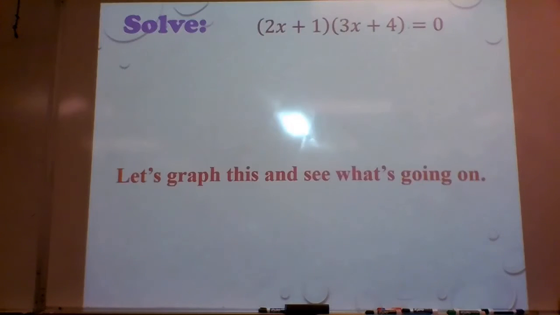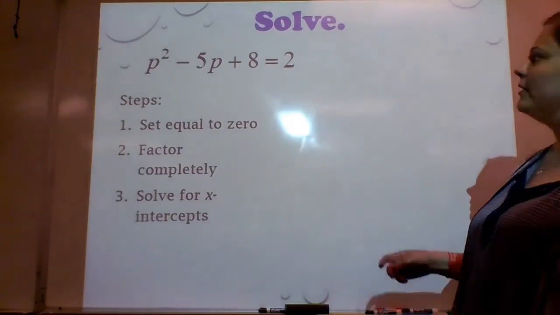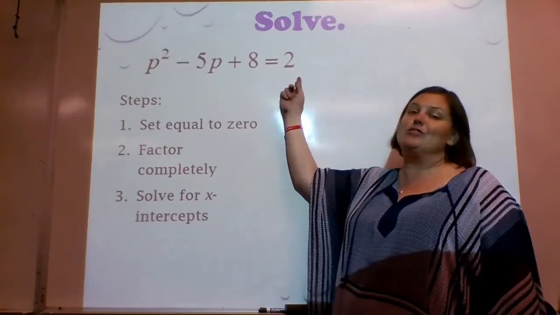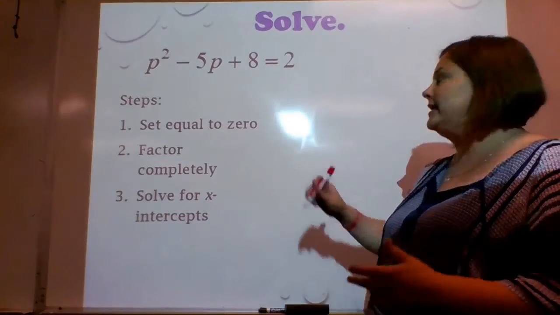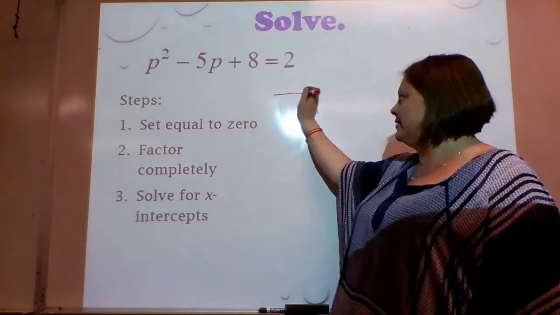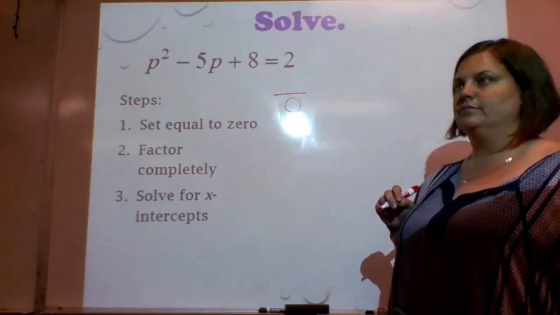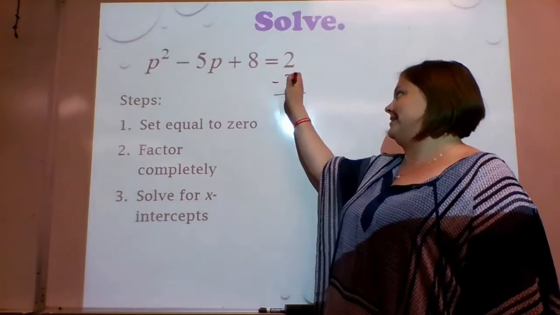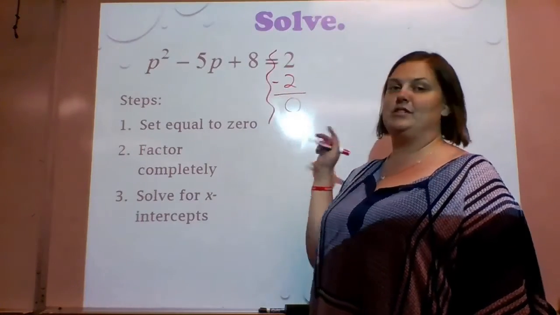All right, so here we are back to those directions. Step 1, set it equal to 0. Well, does that equal 0? I don't think so. It equals 2, so I have to make it equal 0. What do you think I should do? I hope you said subtract 2. But if I subtract 2 from one side, I must do it to the other side.